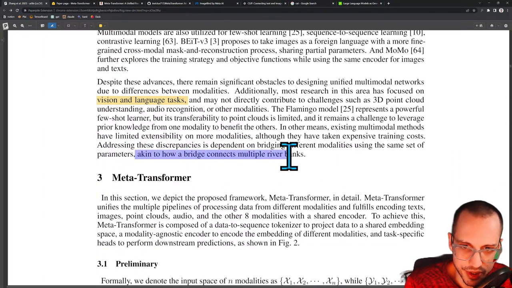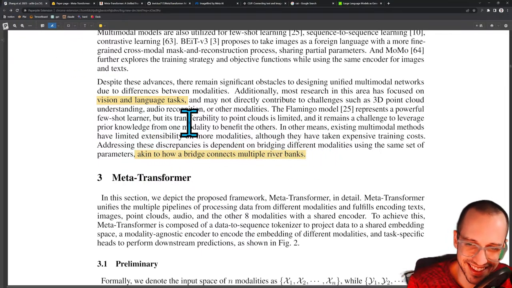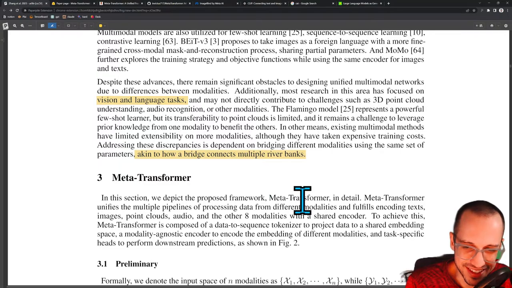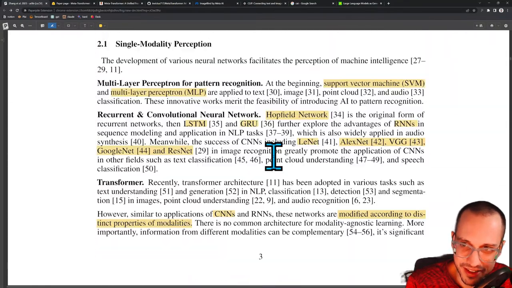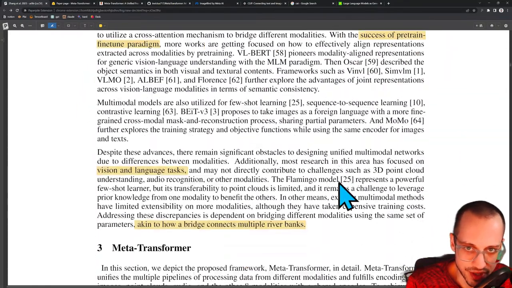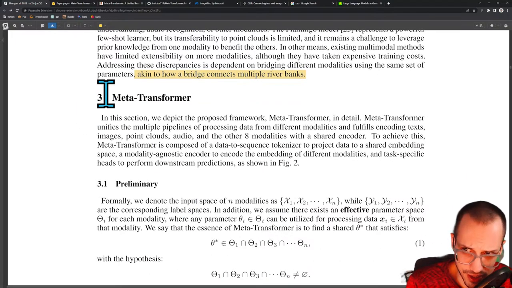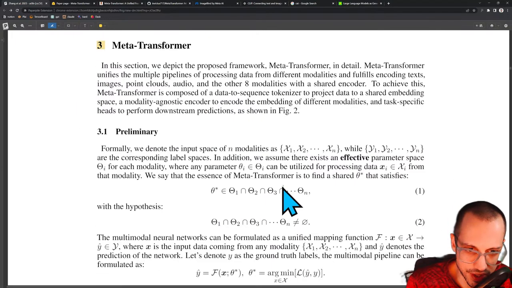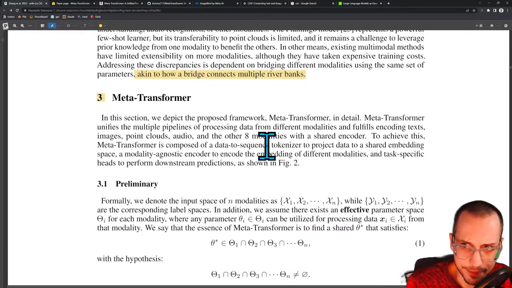Akin to how a bridge connects multiple riverbanks? What is this analogy? That's a weird analogy. Okay, so that's the preliminary related work where they just kind of reference all the previous work that's been done, and now we're going to actually go into section 3, which is going to be where they describe their Meta-Transformer.